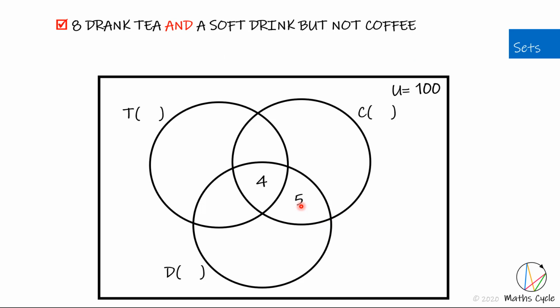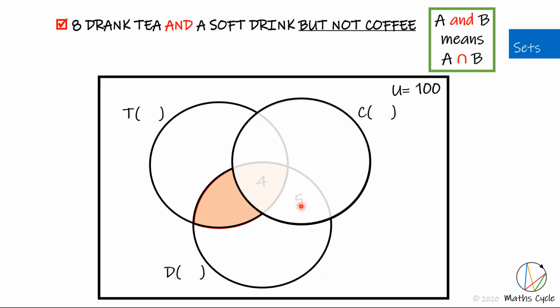Okay. The next piece of information then is that 8 drank tea and a soft drink but not coffee. So tea and a soft drink means intersection, okay, but not coffee, so we have to block out the coffee circle. So we're left with this little part here. And that's the little part there that is for the number 8.